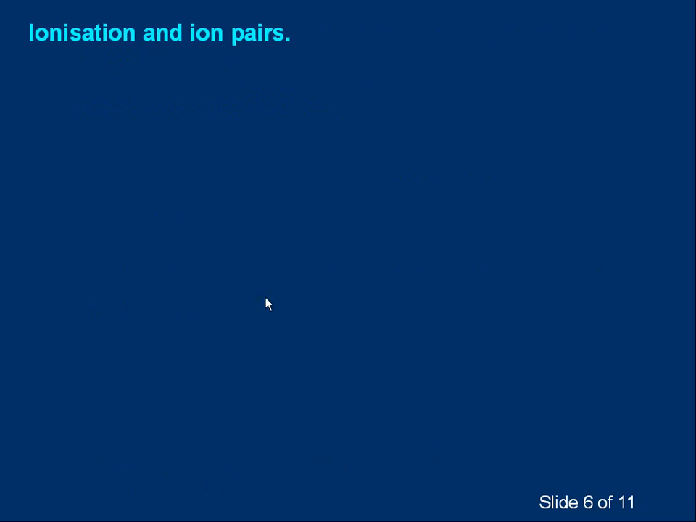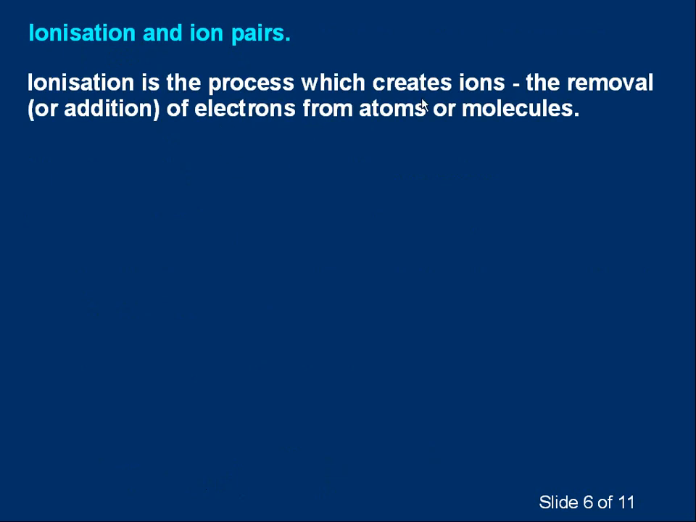Let's talk about ionisation and what we mean by ion pairs. Ionisation is the process which creates ions, and it normally means the removal or addition of electrons from atoms or molecules. And in physics we're particularly interested in the removal side of things. That's because we deal with things like collisions between atoms where electrons get knocked out, they get removed. So I'm going to focus on the removal side. So for the present discussion, ionisation we're going to think of as the process which knocks out electrons from atoms or molecules. Now, to knock an electron out requires some energy.